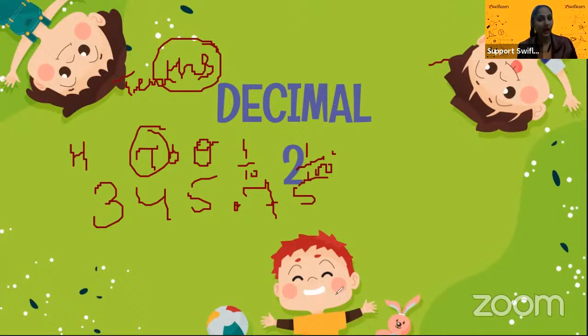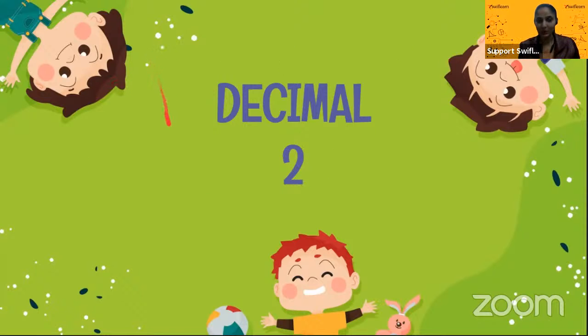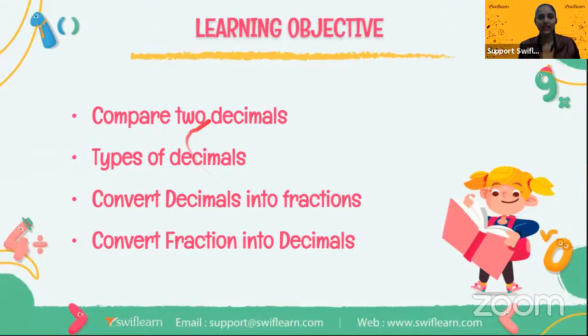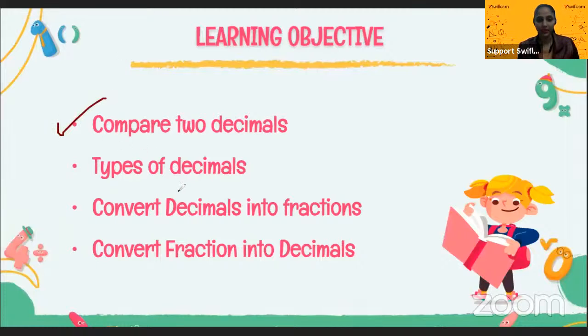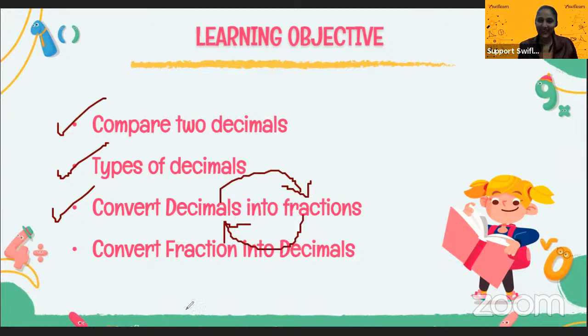Now we are going to move to today's topic. These are the learning objectives of today's class. We are going to compare two decimal numbers. Then we are going to see what the types of decimal numbers are. Then we will convert decimals into fractions and fractions into decimals, so we are just going to do vice versa here. As I told you in the starting, we can write 3/4 as 0.75, right? So we are going to learn how to do that.